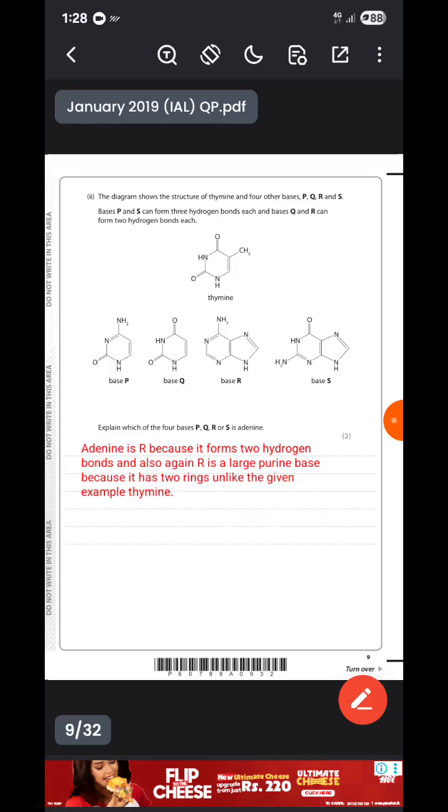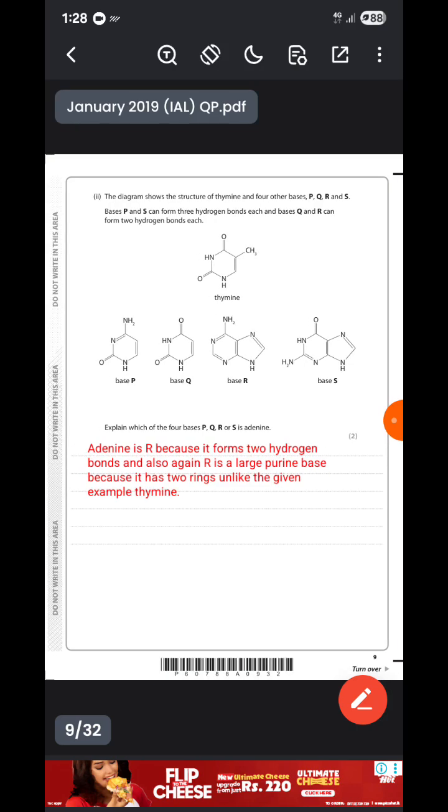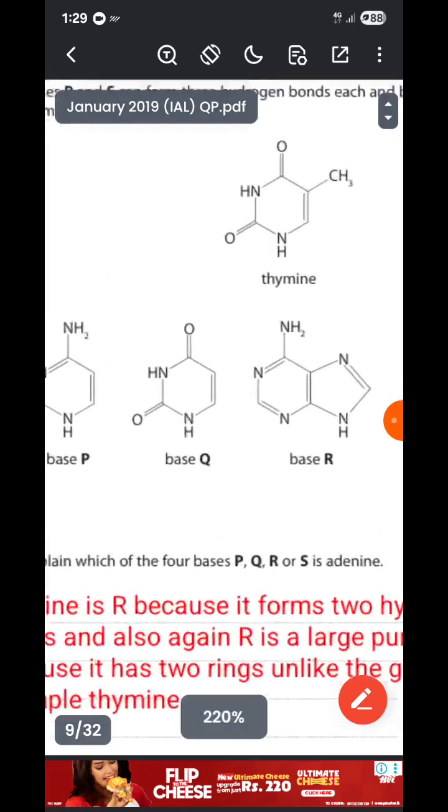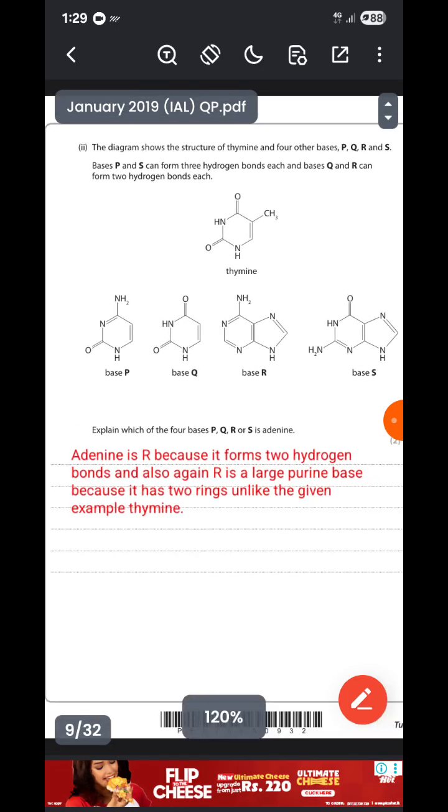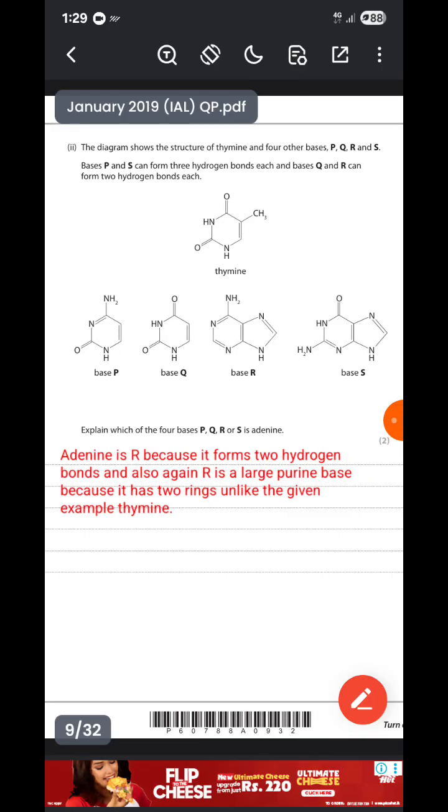So adenine, you must keep in mind always, adenine and guanine, they all are purines. That means they have 2 rings. Then cytosine, uracil, and thymine, they are always one ring. So they have given an example of thymine. So they always have one ring, and purines have 2. So the answer is adenine is R, because it forms 2 hydrogen bonds, and also R is a large purine base because it has 2 rings, unlike the given example thymine.